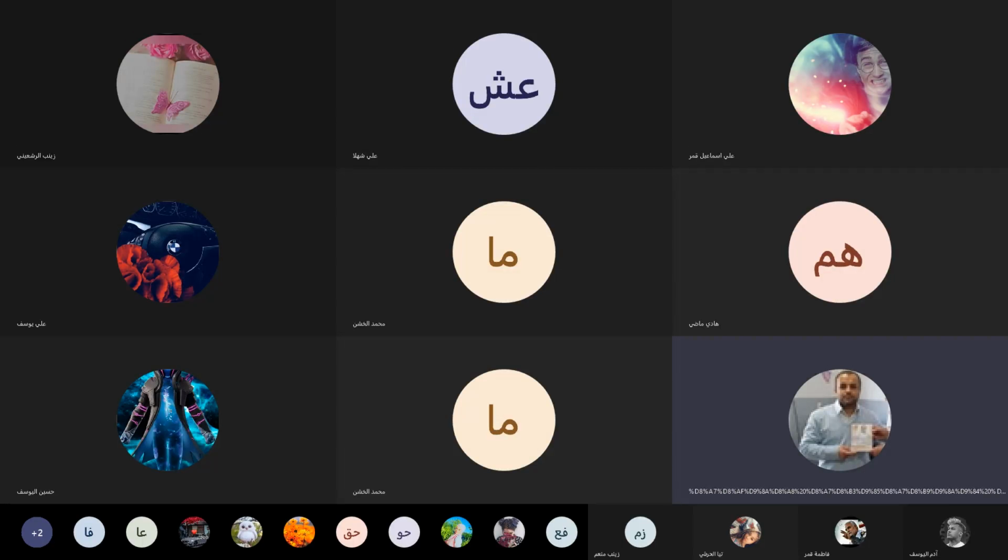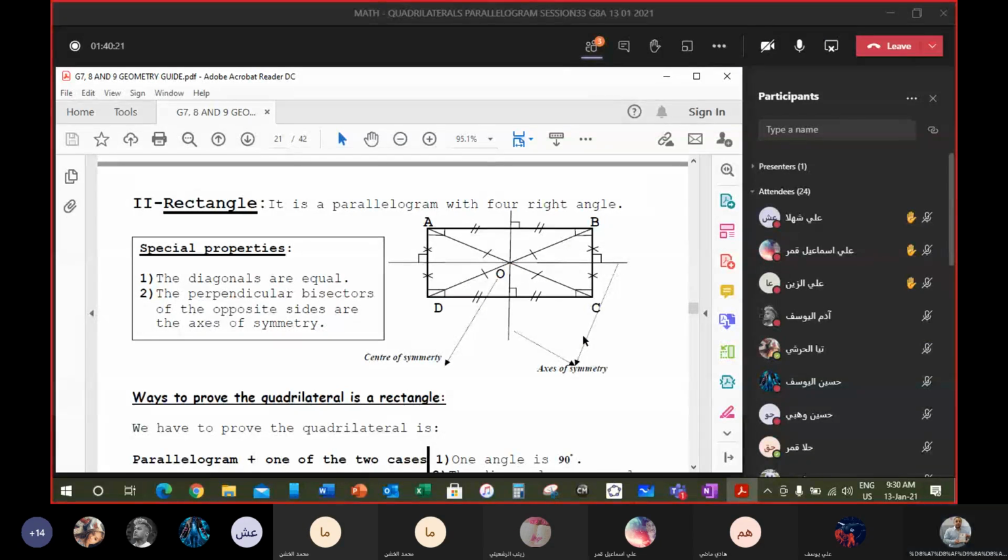So we will continue quadrilaterals. Now we are going to describe the rectangle and its properties and ways to prove that a quadrilateral is a rectangle. Rectangle, it is a parallelogram with 4 right angles. This is the definition of a rectangle.